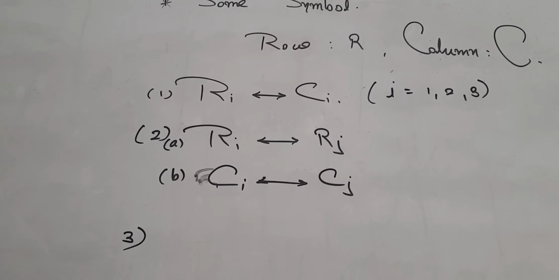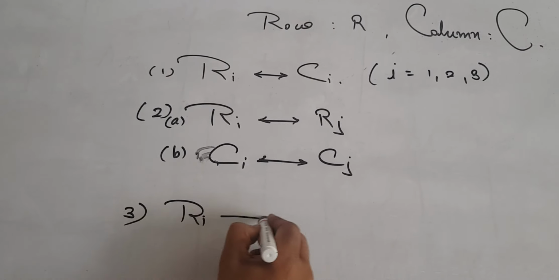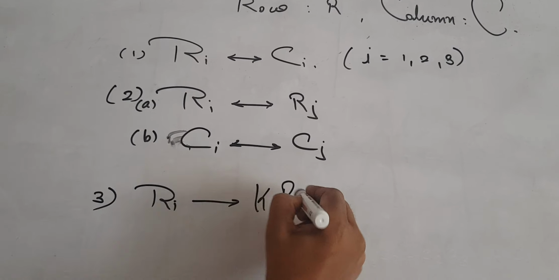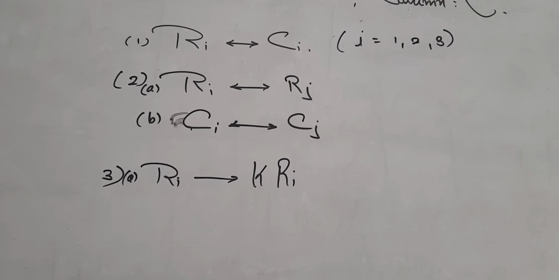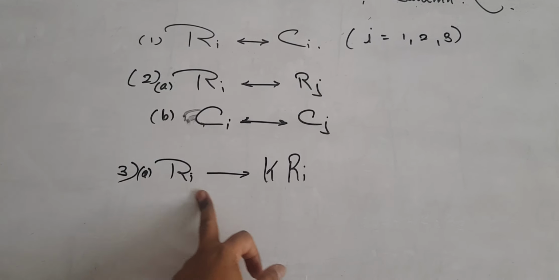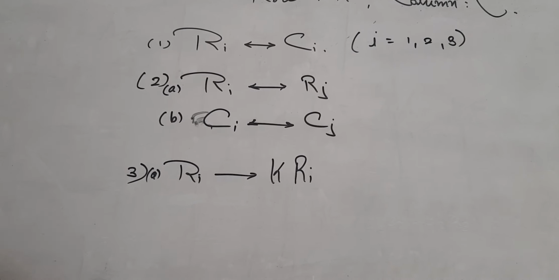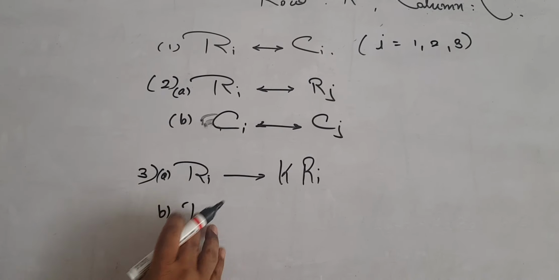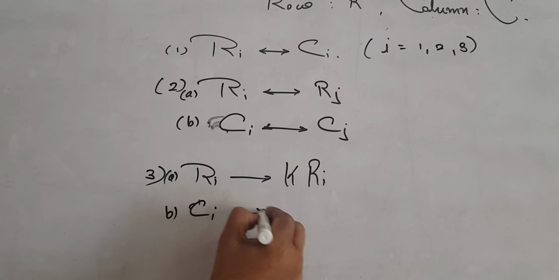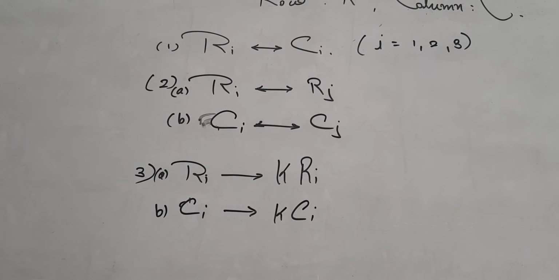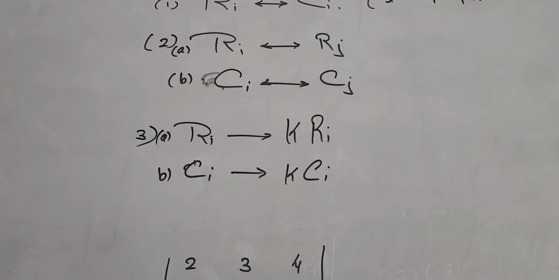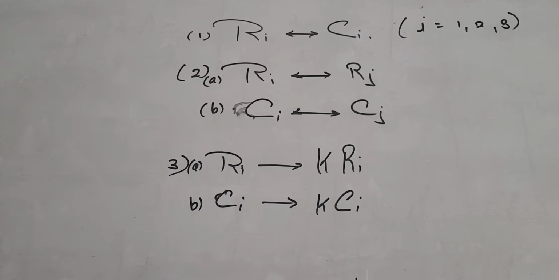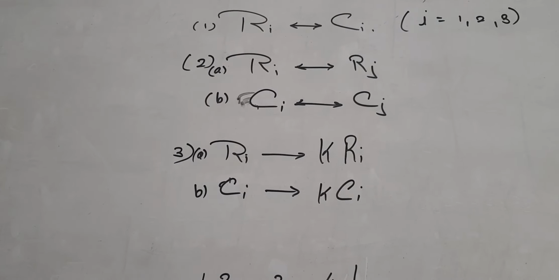थर्ड है Ri to kRi. ये A कहेंगे. इसका मतलब क्या है? मल्टीप्लाई k to the elements of the ith row. Even B can I say Ci to kCi. मतलब मल्टीप्लाई k to the elements of the ith column. अब वही चीज यहाँ फर्स्ट और 3 में किया है.